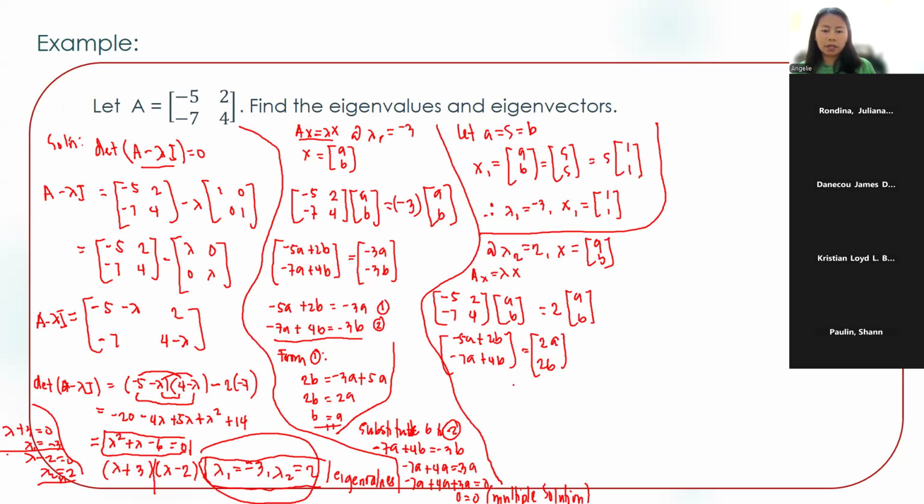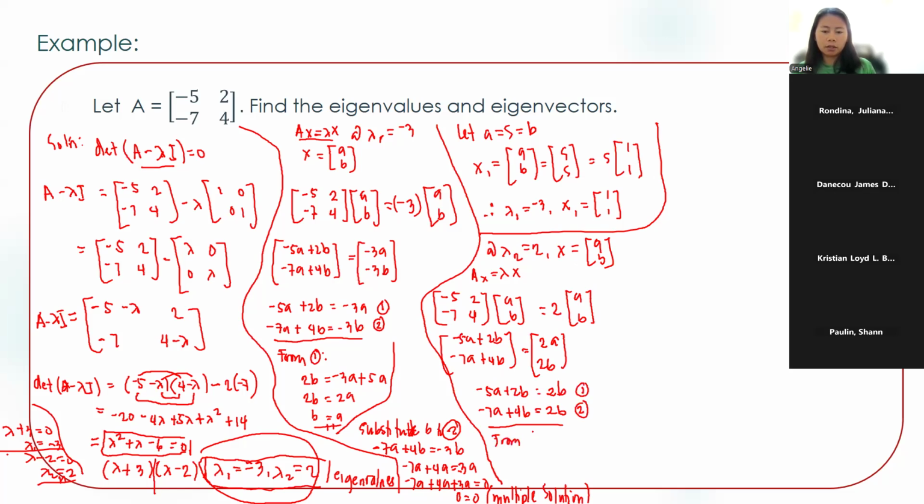Okay. Now, again, systems of linear equations. We have negative 5a plus 2b equals 2a. Here negative 7a plus 4b equals 2b. Now, again, the same process. We are going to find a and b. So, this is your equation 1. This is your equation 2.